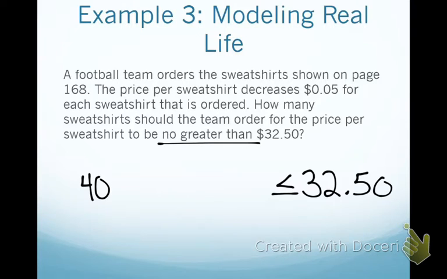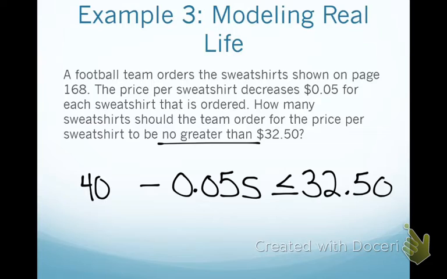It's right there in your textbook. It's $40. But then each additional sweatshirt, I'm going to get to take off 5 cents per sweatshirt. S for sweatshirt. But I don't know how many I need to order to keep getting that discount. Maybe let's say I ordered 10. Well, now I just got 50 cents off my order. And they do that because they want you to order more. All right, so now I can solve my two-step inequality.